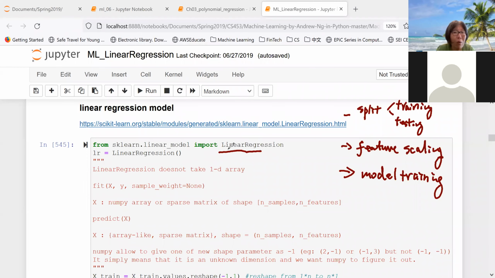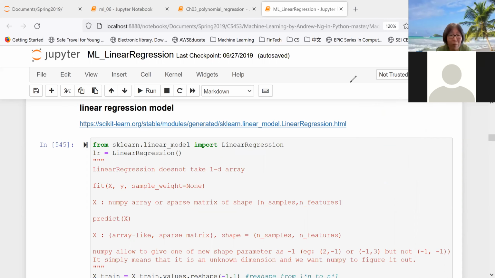Here we are going to do linear regression. The detailed explanation you can find on the sklearn official website, which gives a lot of detail. The first step to do the learning is you need to create an object of the linear regression. We need to be careful that linear regression does not take a one-dimensional array, so we need to reshape our previous data from one-dimensional to two-dimensional.